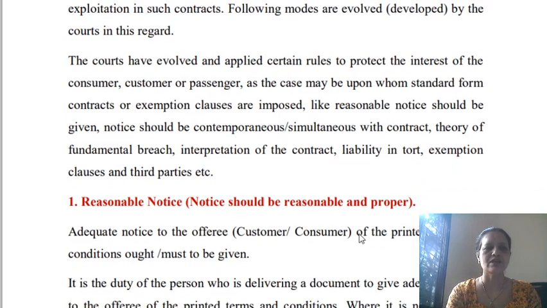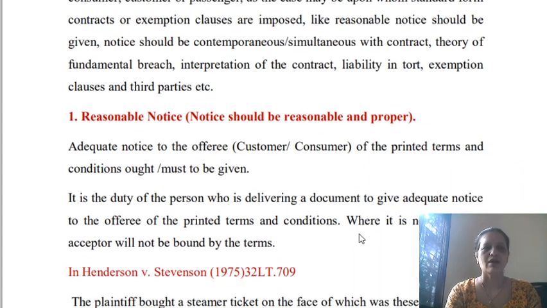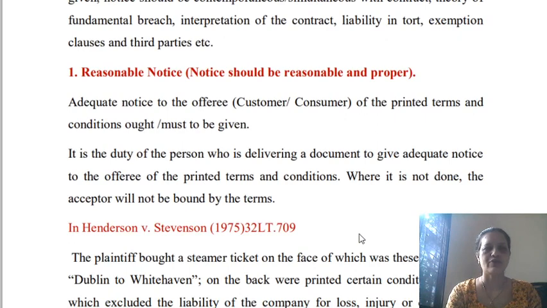The first rule developed by the court is reasonable notice, or notice should be reasonable and proper. Adequate notice to the offeree. Offeree means the one to whom the offer is given, that is the acceptor. When he accepts the offer, he will be called the acceptor. So adequate notice to the offeree, that is to the customer or consumer, of the printed terms and conditions must be given.